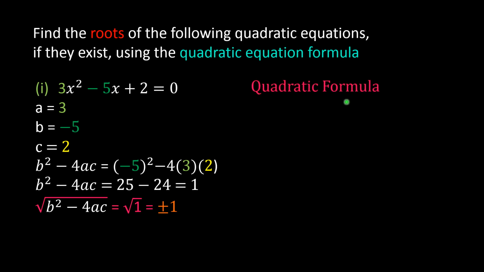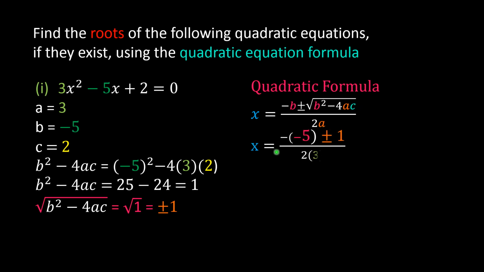Now we will use the quadratic formula, which is x equals minus b plus minus under root b squared minus 4ac upon 2a. Now we will substitute the values. We have b equals minus 5 and under root b squared minus 4ac is plus minus 1 divided by 2a. We have a equals 3. So minus of minus 5 will be plus 5 plus minus 1 divided by 2 3s are 6.